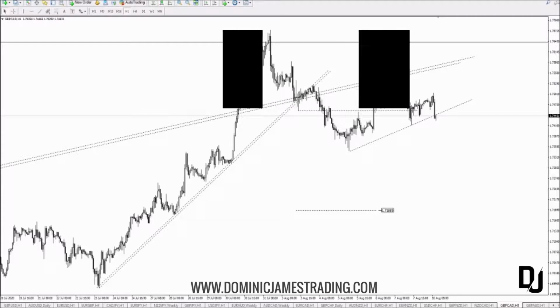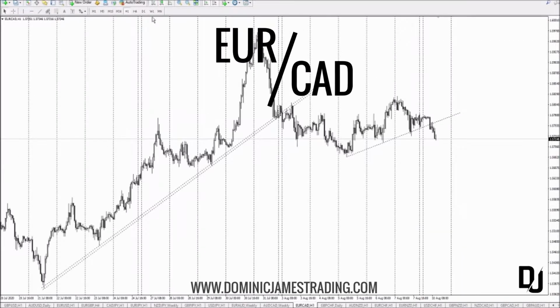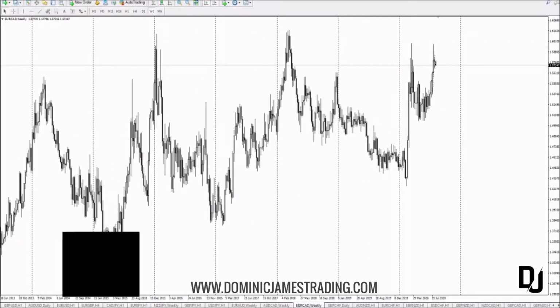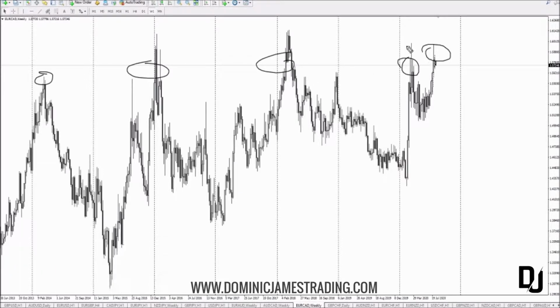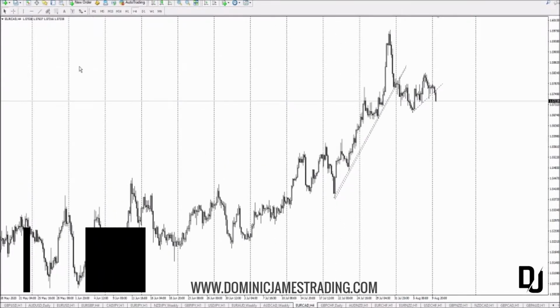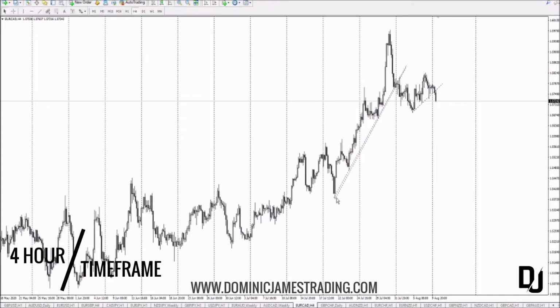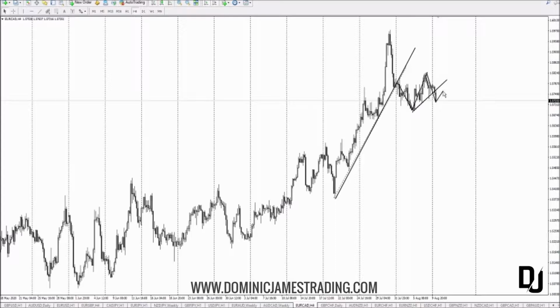EURCAD is kind of looking similar. If we go out to the weekly, you can see we sold off heavily before these areas. Even just this swing point, we have come up to around the highs where we could potentially sell off again. So we go down into the H4 as per usual. We have a structure break, and I'm just watching this for another potential structure break to bring this lower.